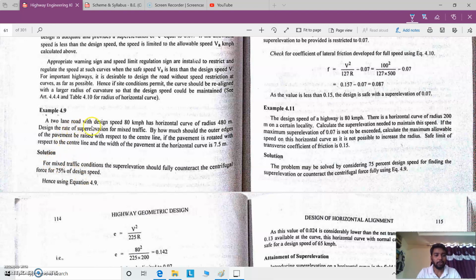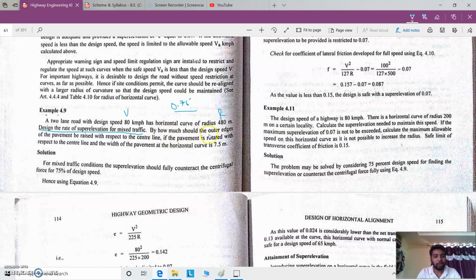A two-lane road with design speed 80 kmph has a horizontal radius of 480 meters. So here the radius R is given as 480 meters and the speed, capital V, is 80 kmph. Design the rate of superelevation for mixed traffic condition. So here you should remember this: for mixed traffic condition we have to consider 75% of design speed, as we have discussed in the previous lecture.